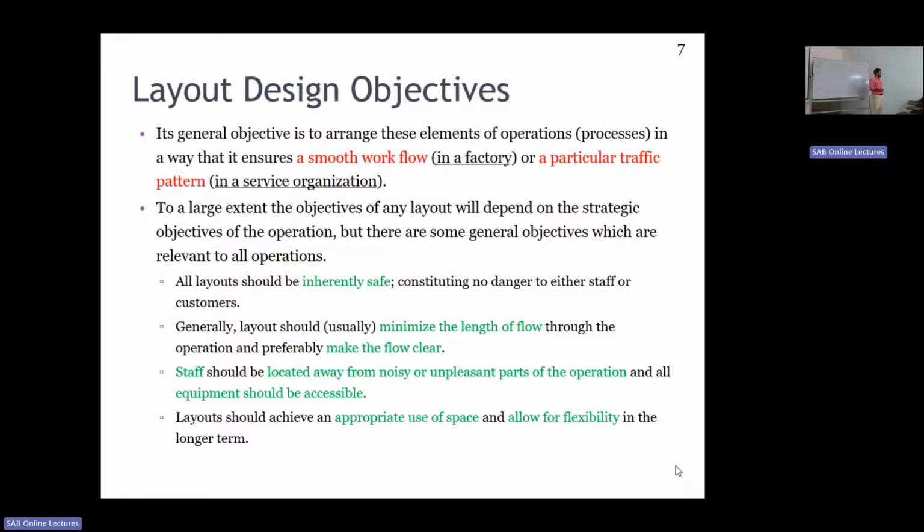So no danger to staff or customers in the facility. Is that important? So design the layout in such a way as to minimize danger and hazards. And then of course, how about the others? Quickly go through and check whether you can understand the other layout design objectives.